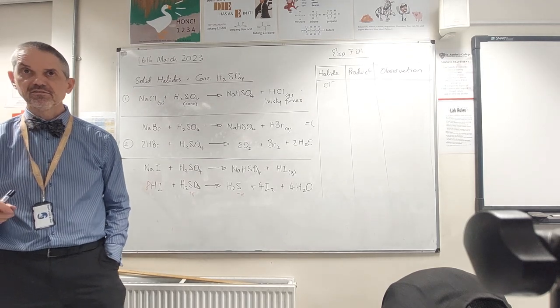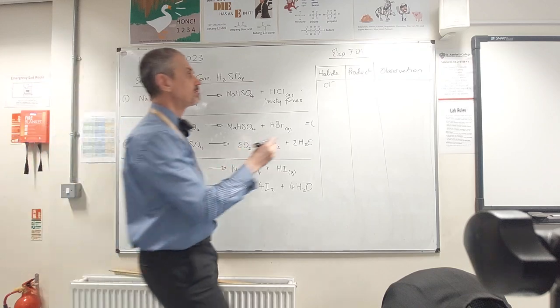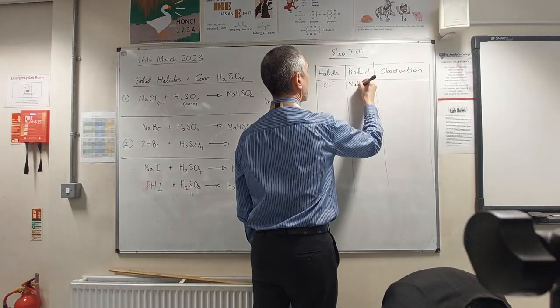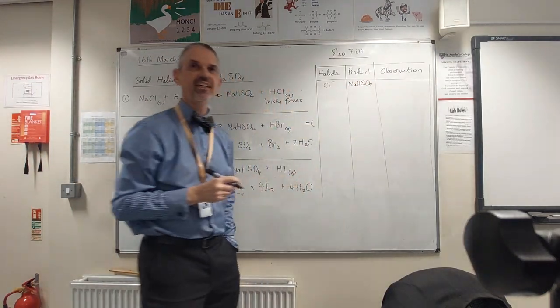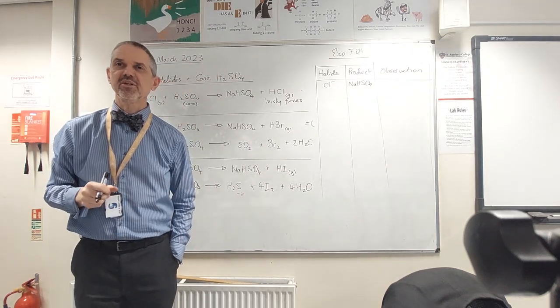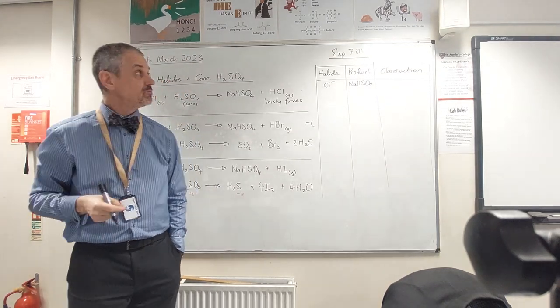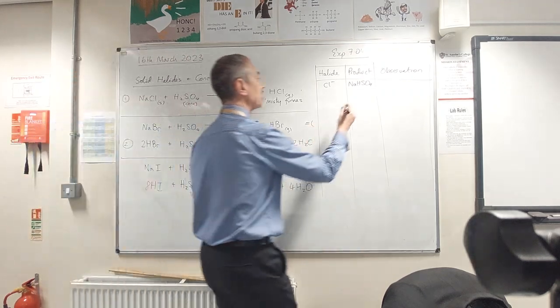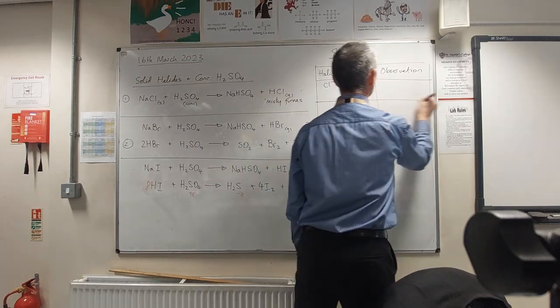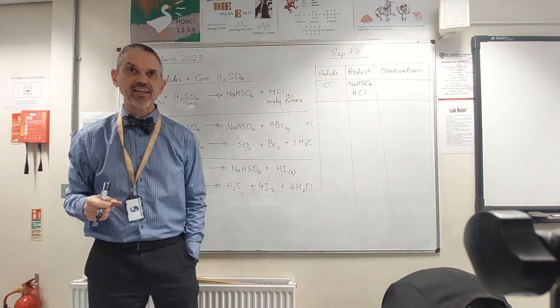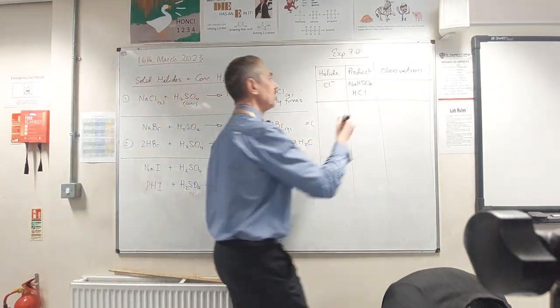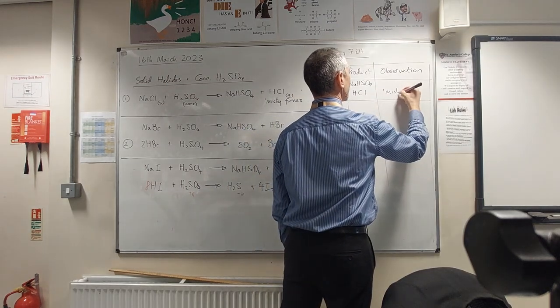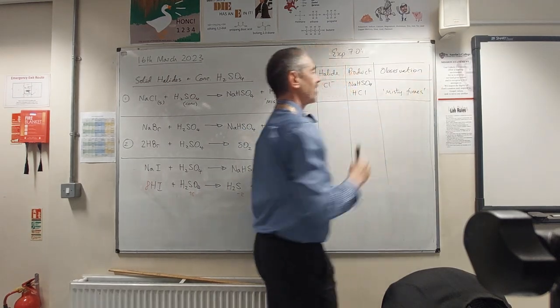What do we make with chloride? Two products, HCl, HOCl, and no, we don't make any HOCl. That was a different bit of the lesson. NaHSO4, HCl. That's it. That's all we make. What's the observation for HCl? There isn't one for NaHSO4. Misty fumes. That phrase is going to be it.